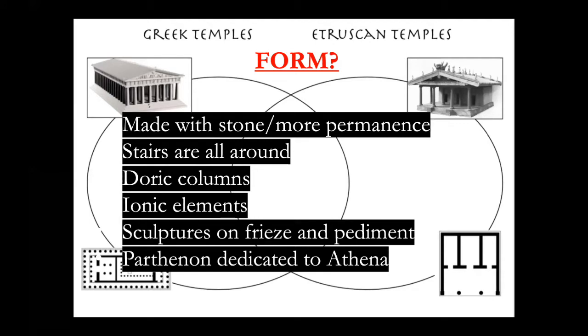All right, so Greek temple, this is a review, but I want you guys to write it. Greek temples are made with stone. They're very permanent. We can still see the Parthenon, even though a lot of it has exploded, but the stones are still there. There's stairs all around. You can get in from multiple points. There are Doric columns on the outside, but there are still Ionic elements throughout the temple. There's sculptures on the frieze and the pediment. Remember, the pediment is the triangle. The frieze went all the way around, kind of inside, underneath, inside that first row of columns. And the Parthenon is dedicated to Athena.